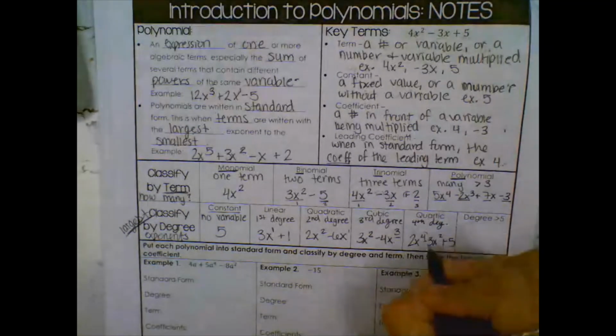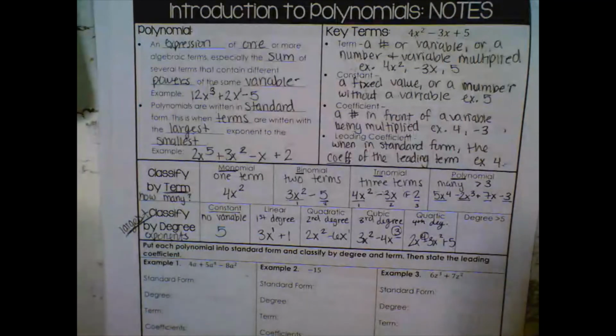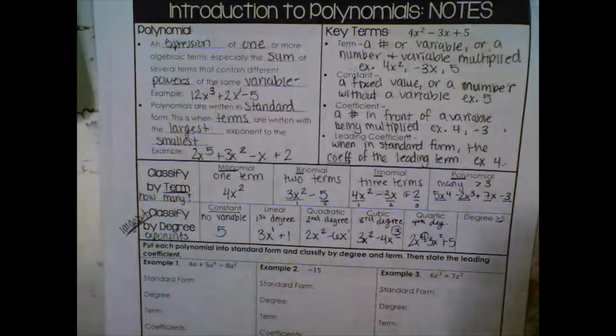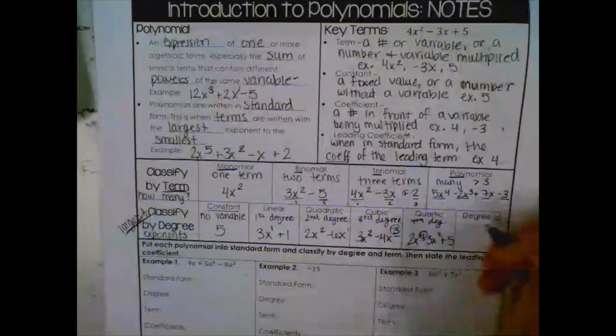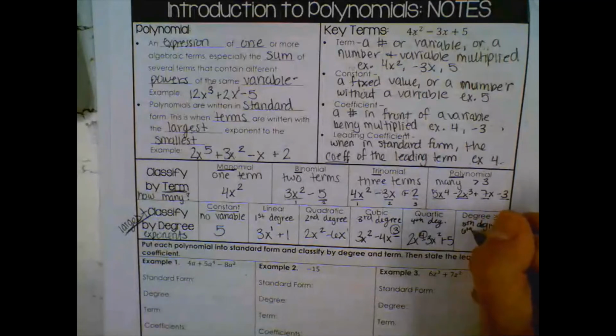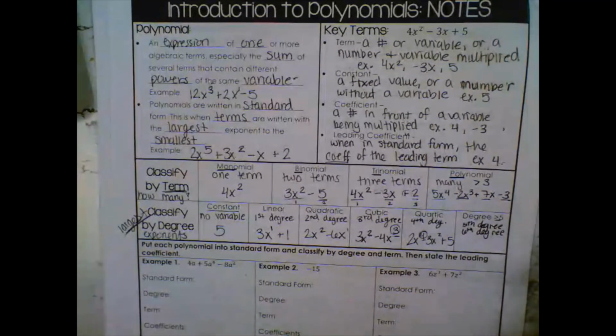So 4th is the largest, right? And then anything greater than or equal to 5, we're just going to call 5th degree, 6th degree, 7th degree. So there are names for it, but I am not going to make you memorize that. You just literally call it by whatever the number is, 5th, 6th, 7th, and so on.